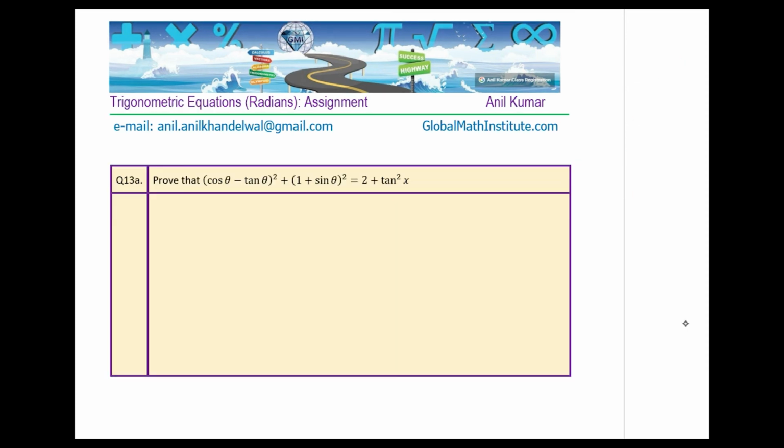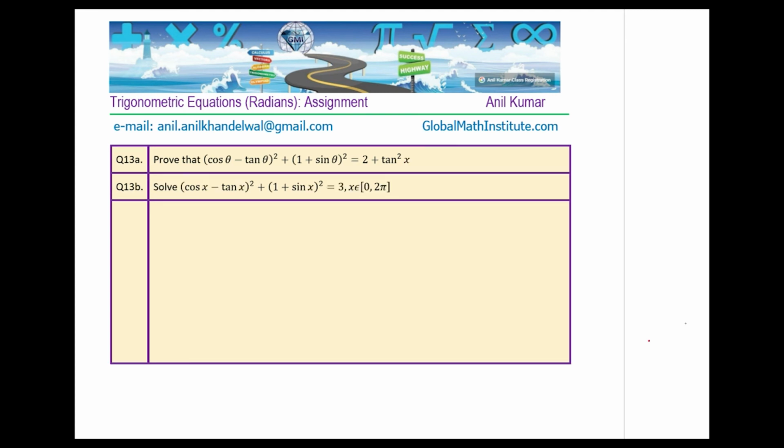Here is the last question, question number 13. Part A is, prove that (cos theta minus sin theta) whole square plus (1 plus sin theta) whole square equals to 2 plus tan square theta. So I should have written here theta. Correct. Now part A is actually related with the trigonometric equation.